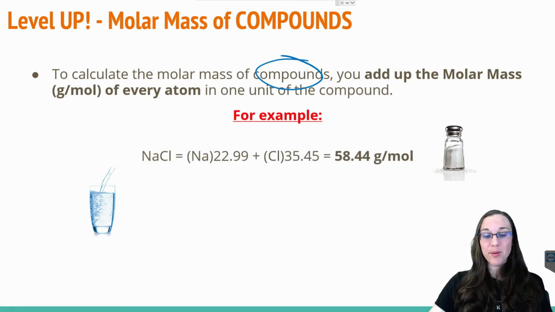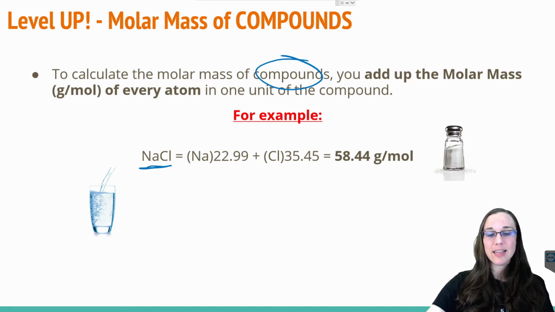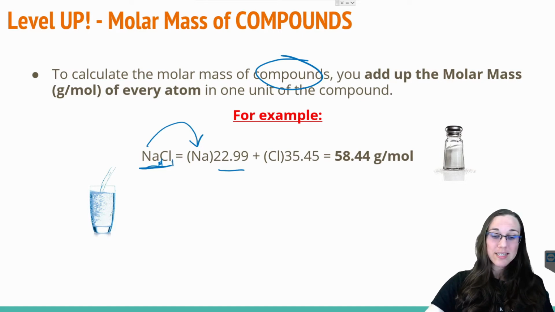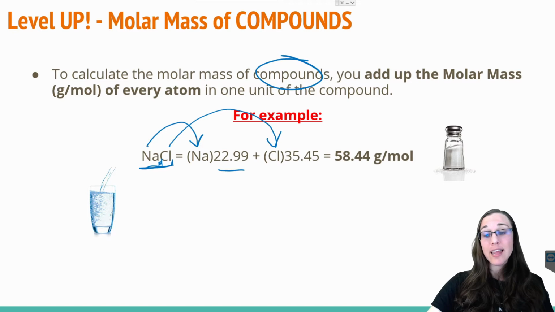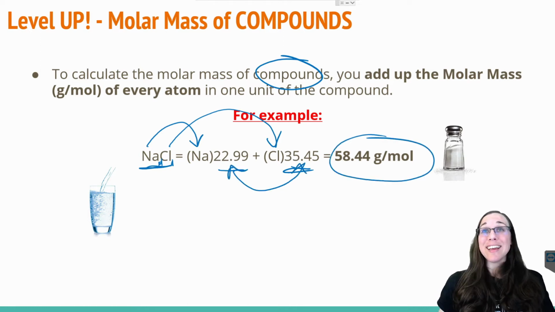So for example, in table salt, NaCl, I would look on the periodic table and see that I have 1 Na atom. There's a little invisible 1 there. Each Na atom weighs 22.99 grams per mole. And I have 1 Cl atom, and that 1 Cl atom from my periodic table weighs 35.45 grams per mole. So all I have to do is add these 2 numbers together, and that gives me the molar mass of the compound of salt, NaCl.